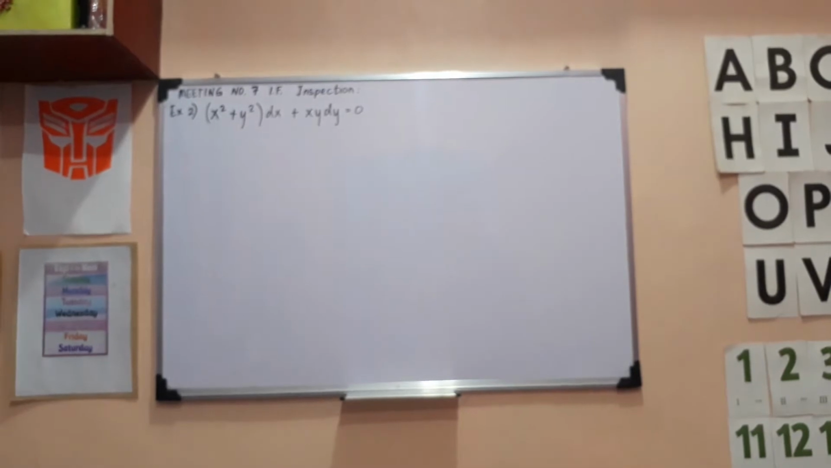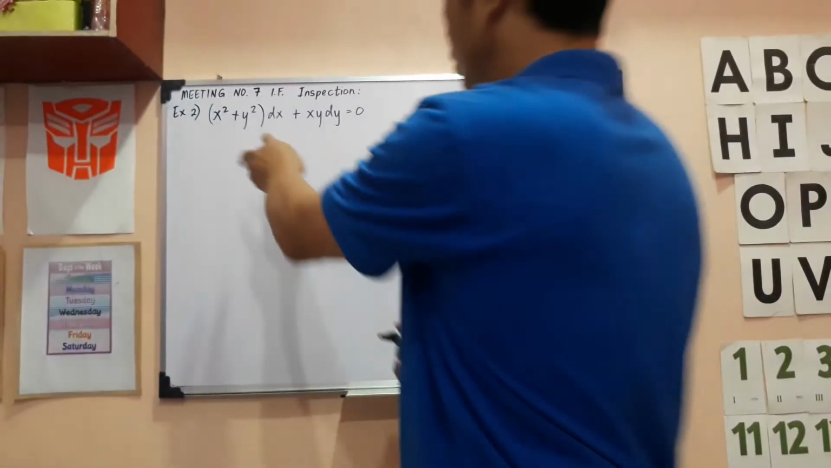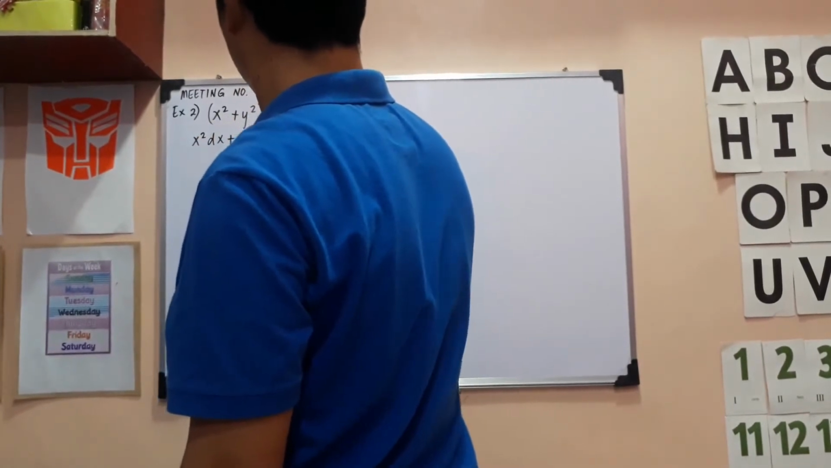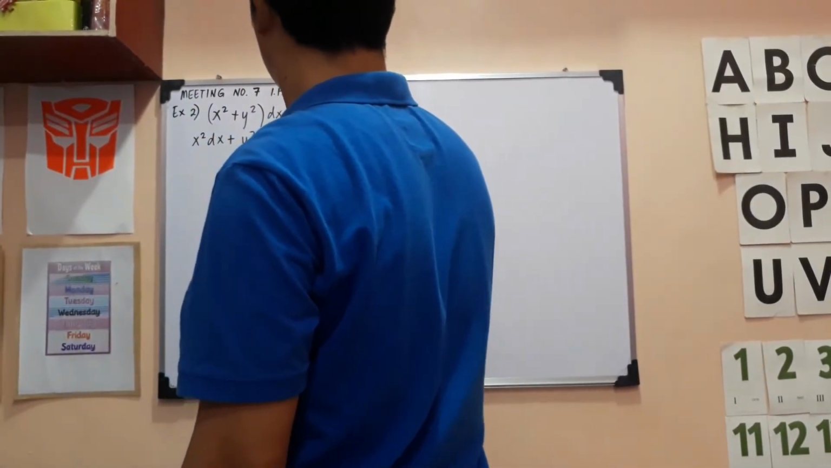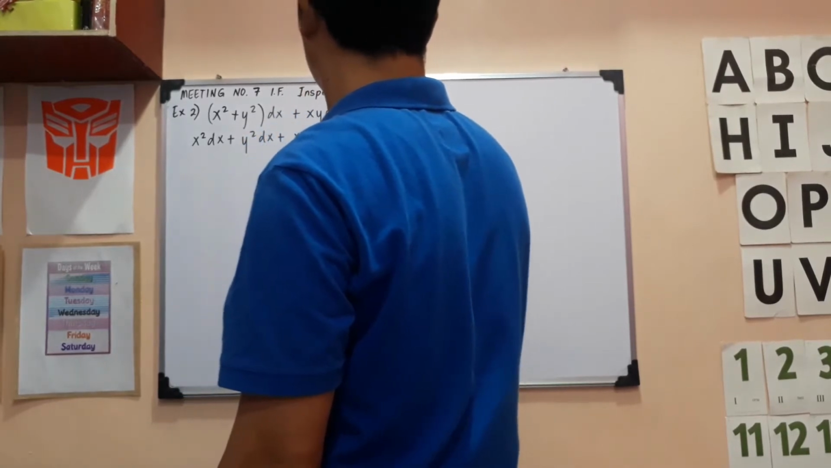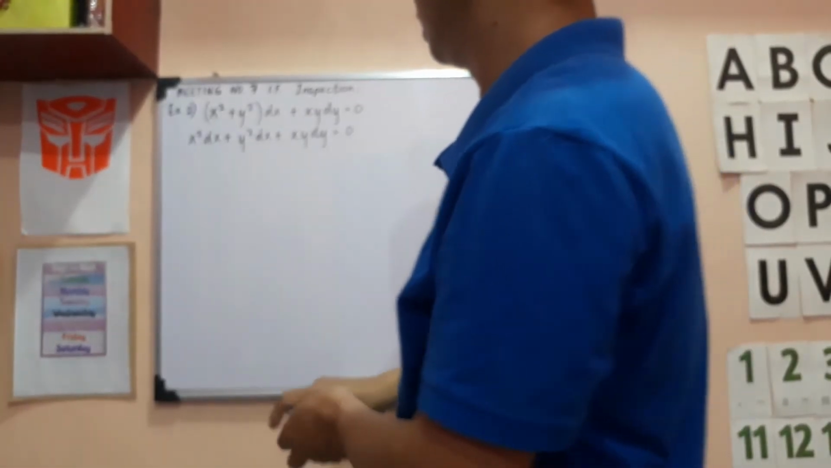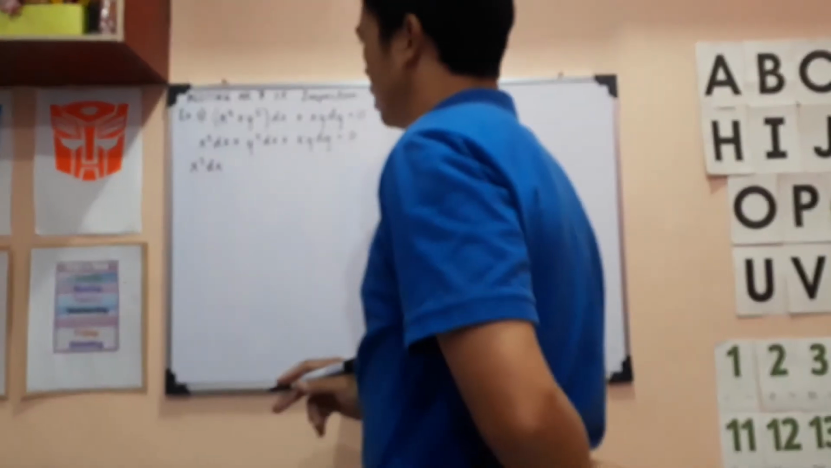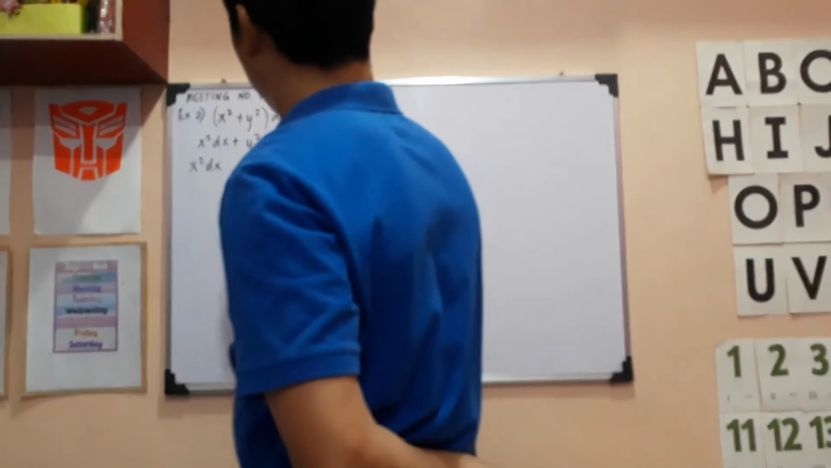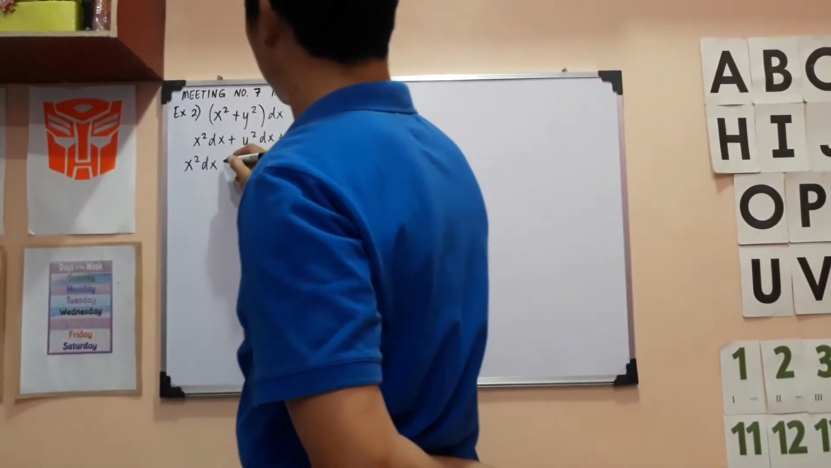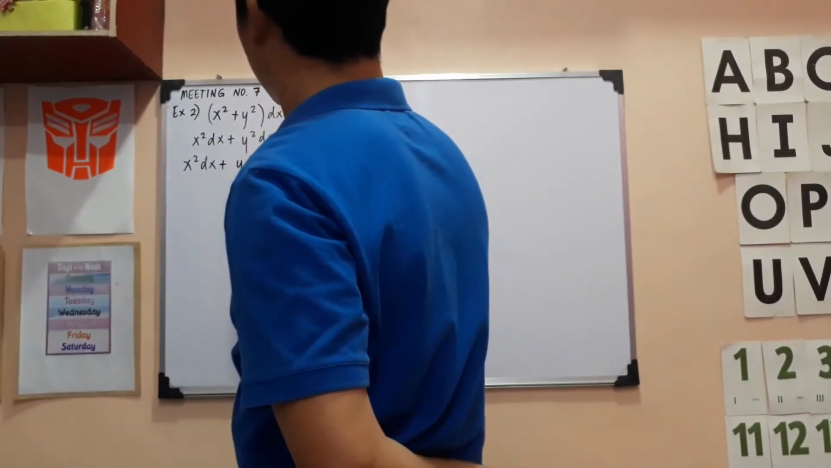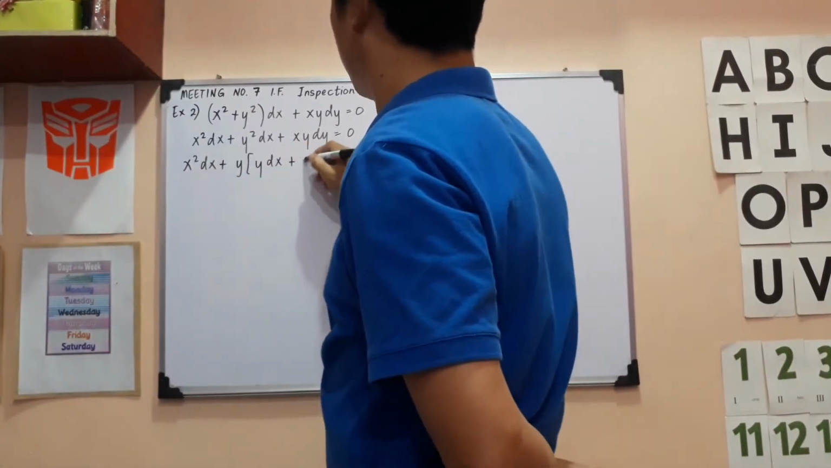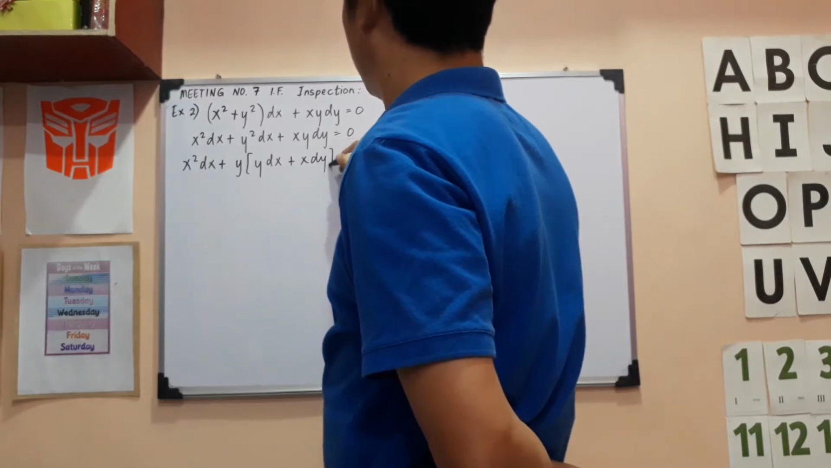Number 2 example, by inspection. So distribute, multiply. x squared dx plus y squared dx plus xy dy is equal to 0. Next, for this independent term, x squared dx, wala na tayong magagawa dyan. So dito, common yung y, factor natin yung y. So pag pinactor natin yung y, we have y dx plus x dy is equal to 0.